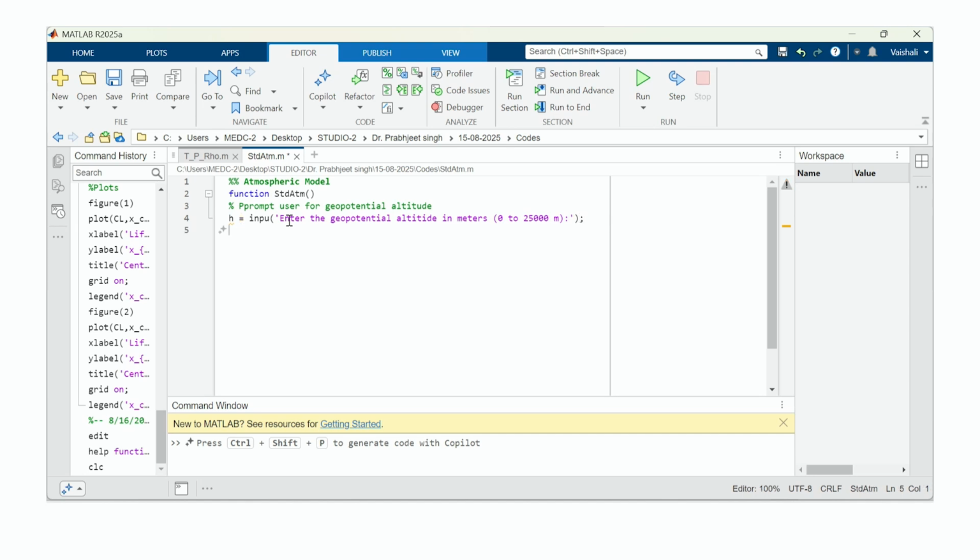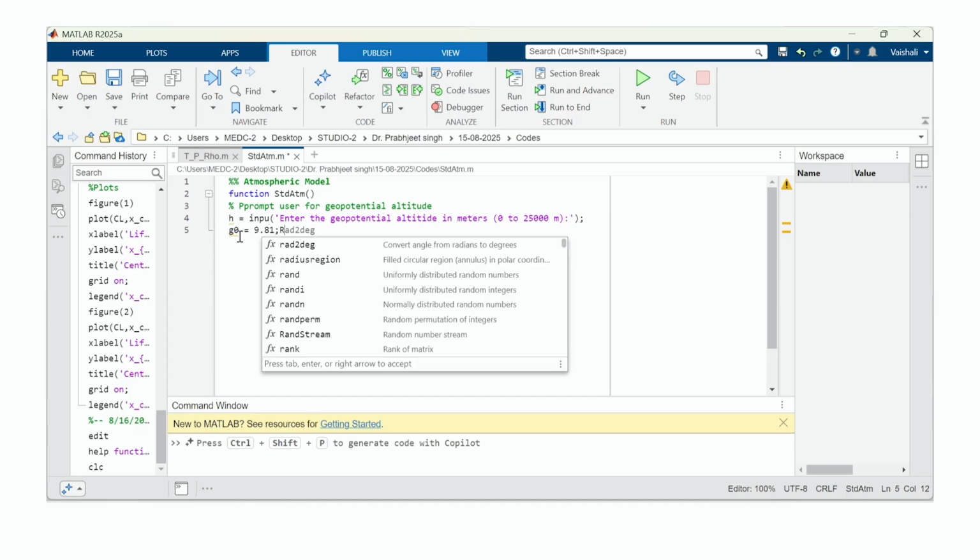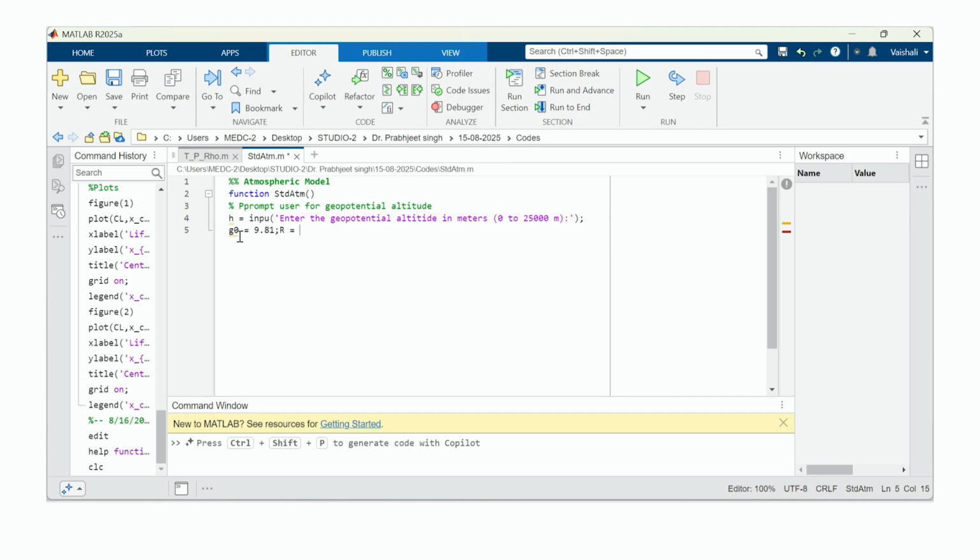Fine. Now what are the variables that are available to us? That we'll be writing now. g naught equals 9.81, which we know is the gravity at mean sea level in meters per second squared. Next, the gas constant R equals 287 joules per kg Kelvin. This is the specific gas constant for air.